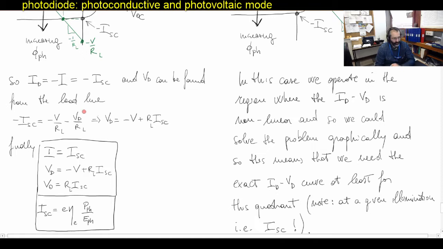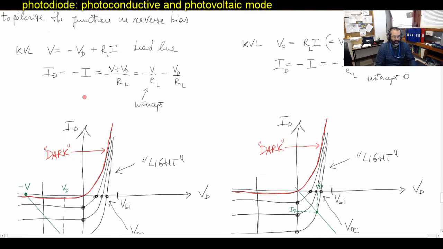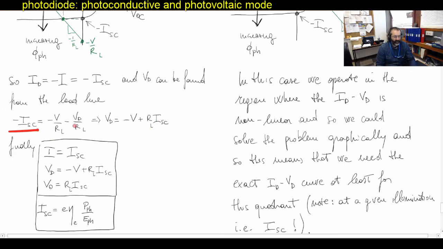VD can be found instead, once we know ID, which is minus ISC, from the load line. Remember that the load line, what is it? This one here, ID equal this thing. And so ID is minus ISC. And so we can solve this equation to find VD. And VD is obviously this quantity. And so once we have VD, we found basically everything of the circuit.